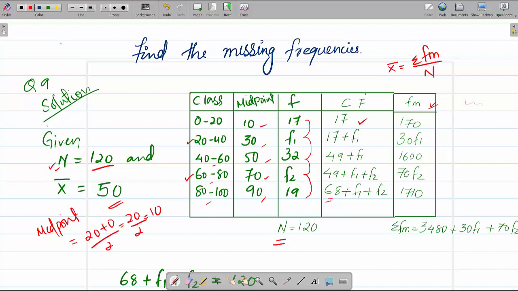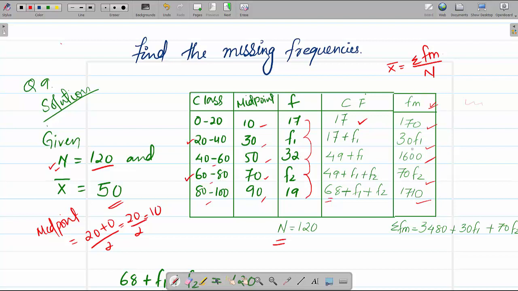So 10 into 17 is 170. 30 into F1 will be 30 F1. Okay, it will not be 30 plus F1 since it is multiplication, so it will be 30 F1. 50 into 32, if you multiply, you will get 1600. 70 into F2, you will get 70 F2. 90 into 19, you will get 1710.